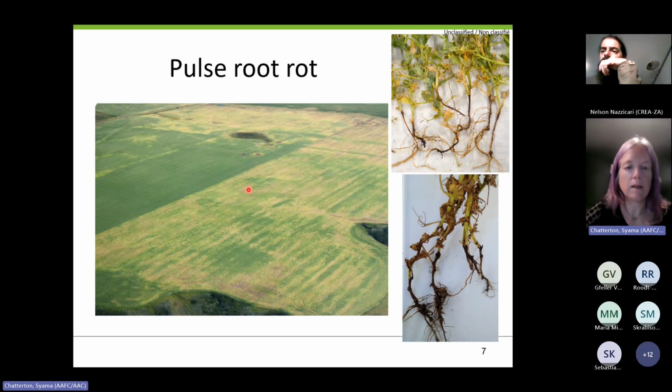And 2013 and 2014 were quite wet years across the prairies. And we were really starting to see a lot of fields that were looking like this. So there was a question as to what was going on. And of course, when we pulled up the roots, you can see this complete decay and loss of all root material.